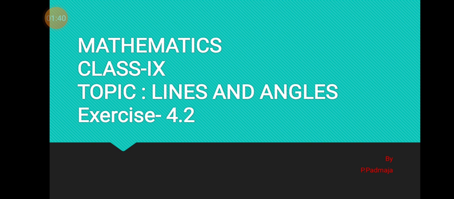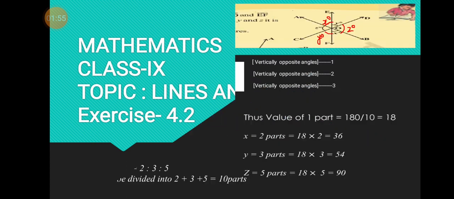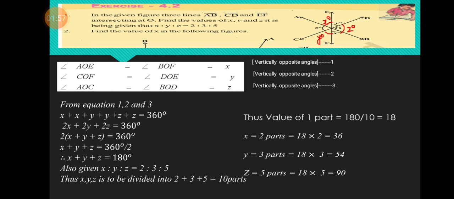angles formed around a point. When we add all the angles around a point, we should get 360 degrees. Now let us go to the problems and see how to do it and why we are following each step. Let us see the first question.